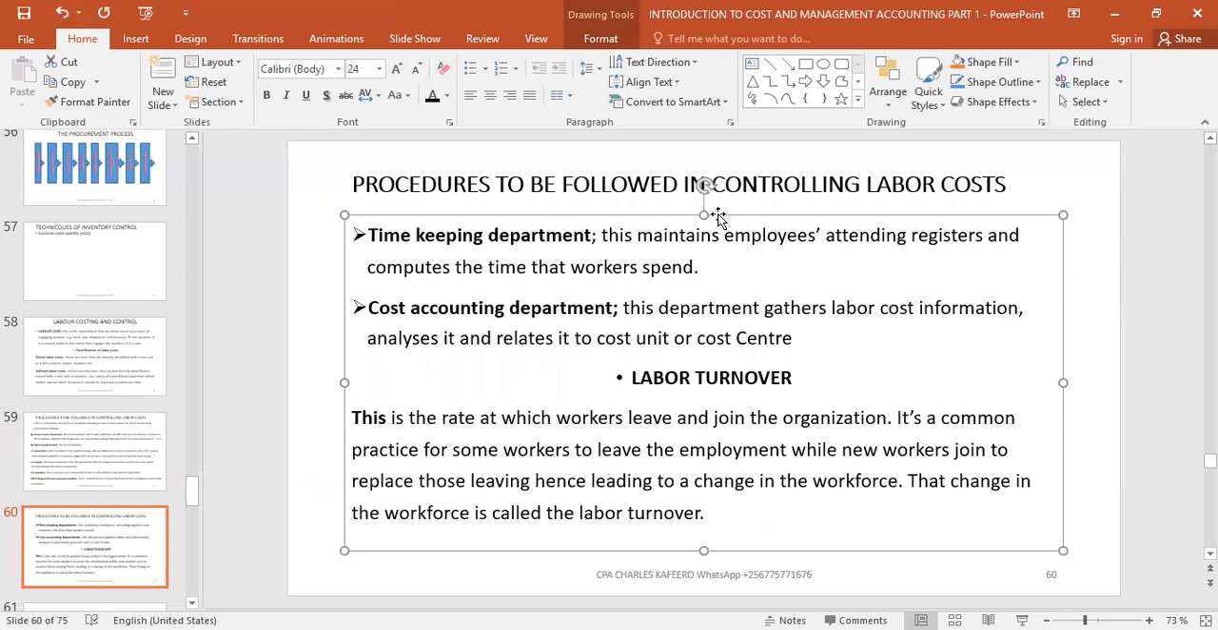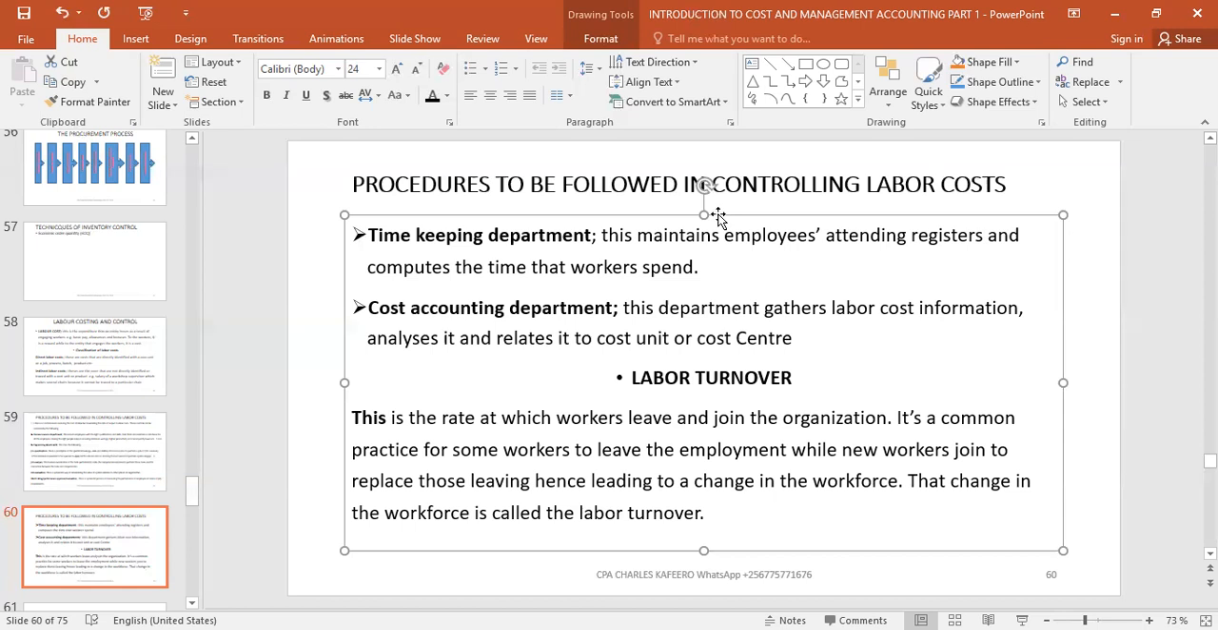When you know the time someone has reported for work, you expect that at that time someone will be doing something that is beneficial for the company. And this helps a lot, especially when the payment is based on time, which is the time rate method of payment, whereby someone is paid for the number of hours someone has spent at the organization.